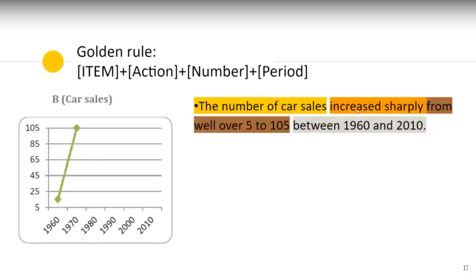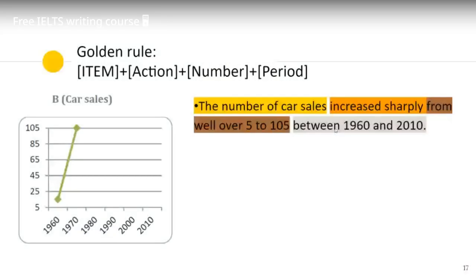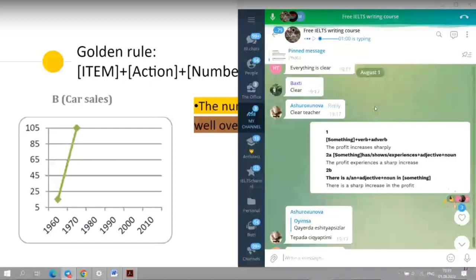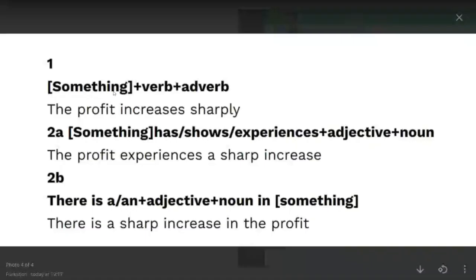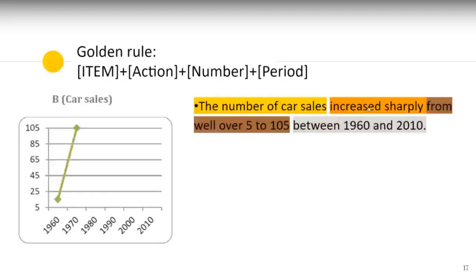Then you write the action, increased sharply. Then you write the number, like how did it change? It increased from well over 5 to 105. And at the end, you have to write the years, okay? The years mostly come at the end. This is just the first example, like the profit increases sharply, the number increases sharply. This is the first way.